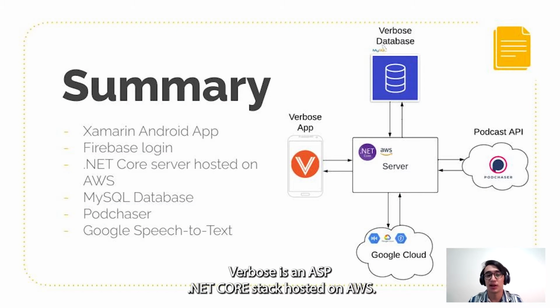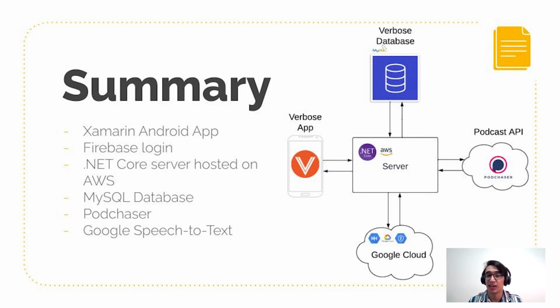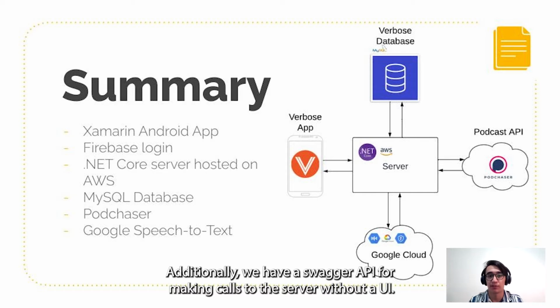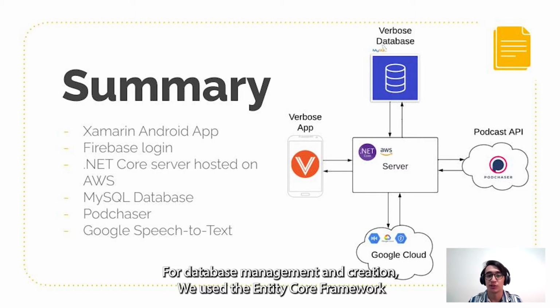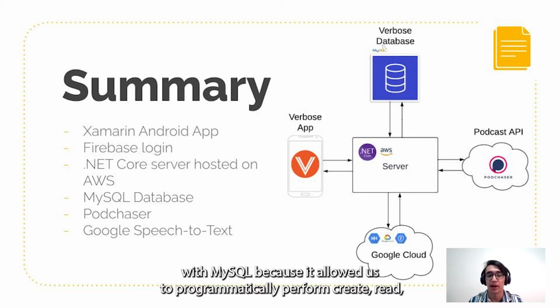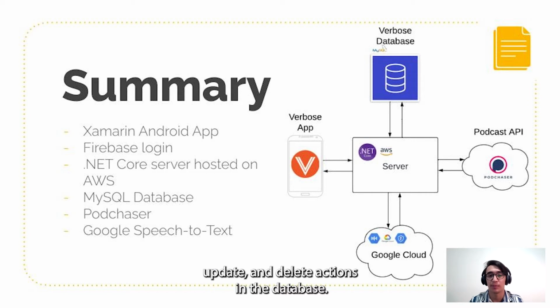Verbose is an ASP.NET Core stack hosted on AWS. For mobile app development, we use Xamarin Android and C#. Additionally, we have a Swagger API for making calls to the server without a UI. For database management and creation, we use the Entity Core framework with MySQL because it allowed us to programmatically perform create, read, update, and delete actions in the database.